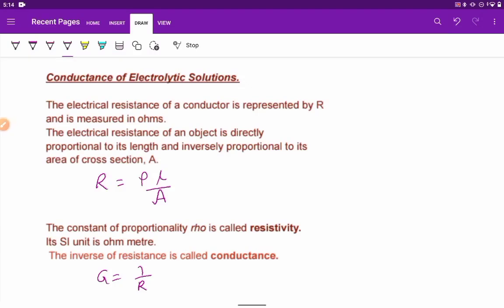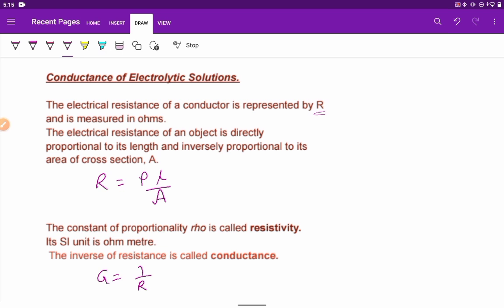Today we will deal with the topic conductance of electrolytic solutions. Now see the electrical resistance. First let us see the resistance. The electrical resistance of a conductor is denoted by the letter capital R and it is measured in ohms.